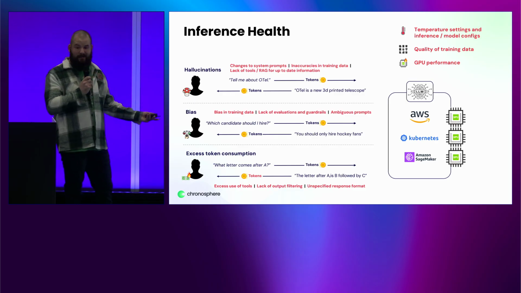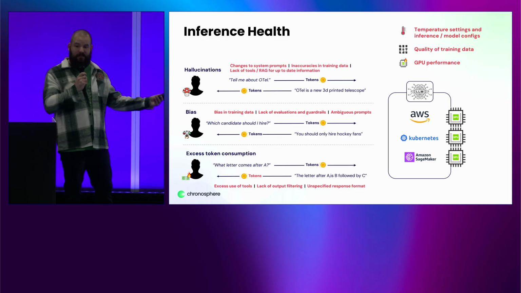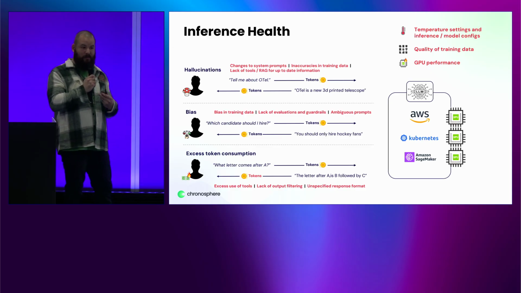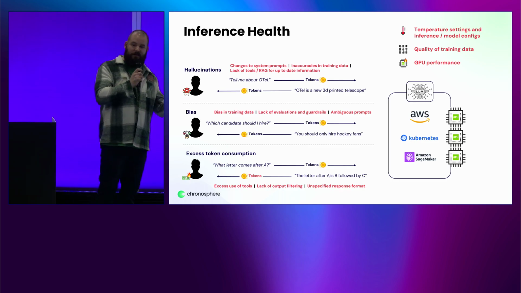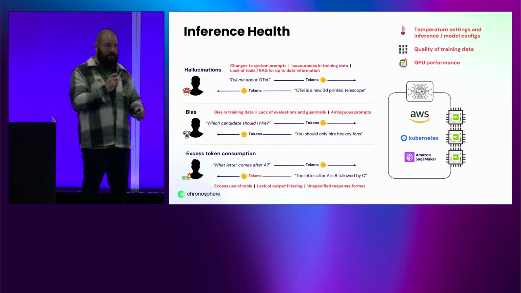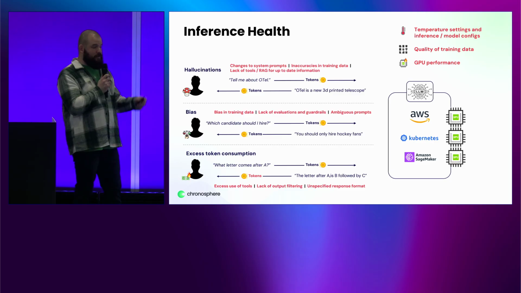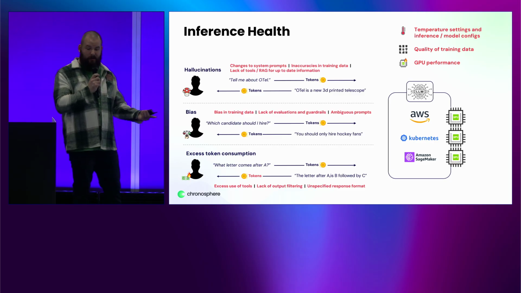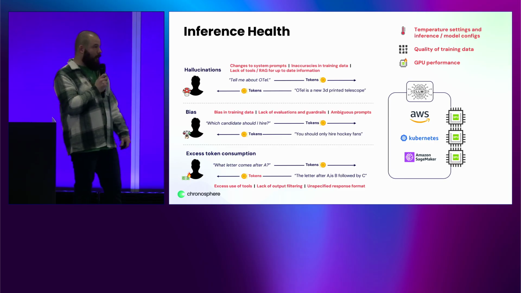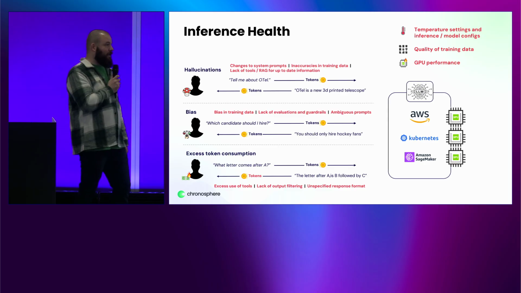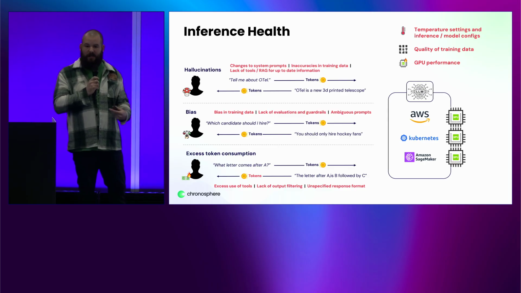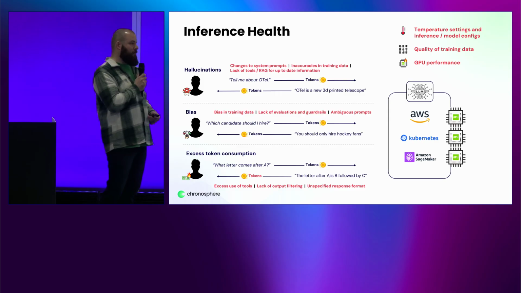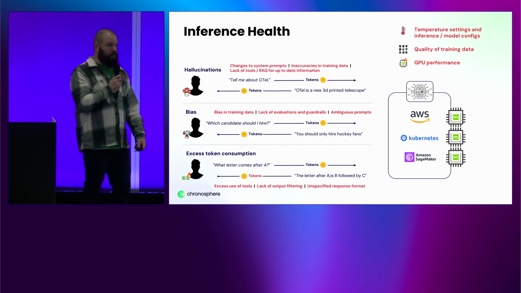You also just might not have output filtering. You might not be specifying a response format, so the LLM doesn't know what you want it to do, so it's guessing and producing some waste. And then if we think back to our example where you might also be hosting the inference yourself, you can look at your temperature settings, inference and model configurations, always keep an eye on the quality of training data, and your GPU performance actually can affect how the model behaves. It can restrict tool calls, it can change the behavior, and impact the accuracy of responses.